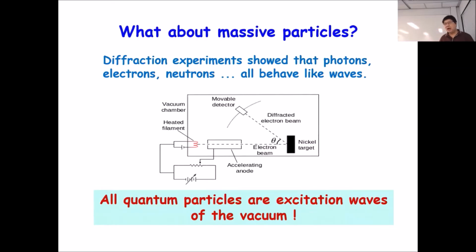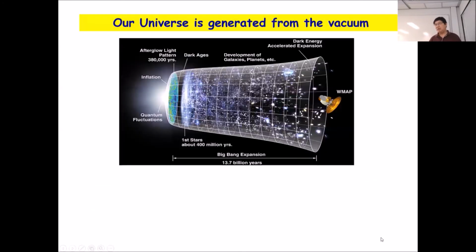So now it's very clear that all quantum particles are excitation waves. The excitation wave of what? Well, since the particle travels in the so-called space, we call it vacuum, this particle must be an excitation wave of this medium called vacuum. Now, someone may say, wait a minute. Vacuum usually means nothing, or empty space between any objects. How could the vacuum generate any wave?